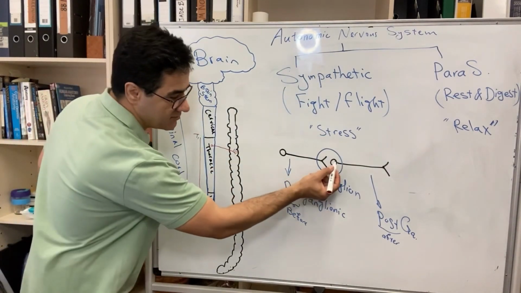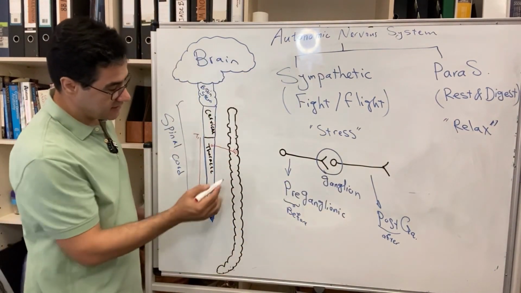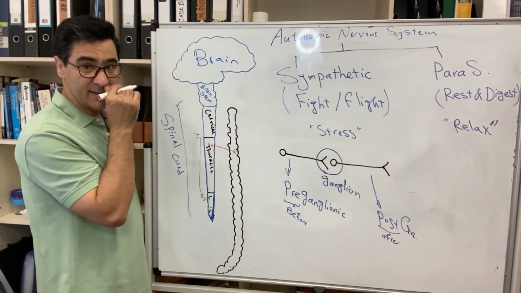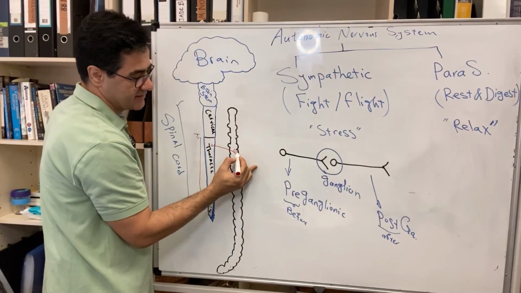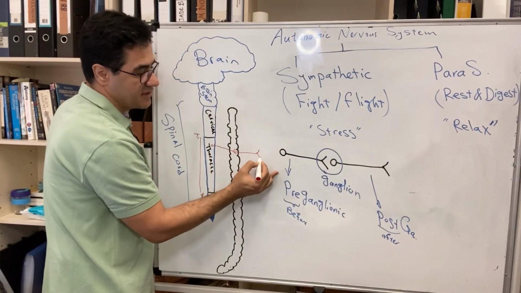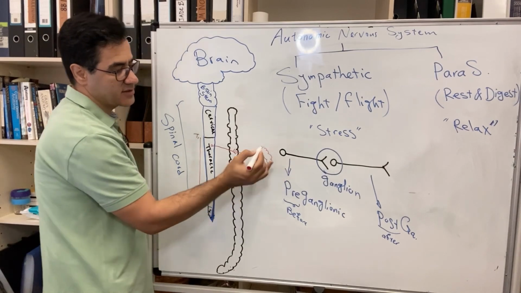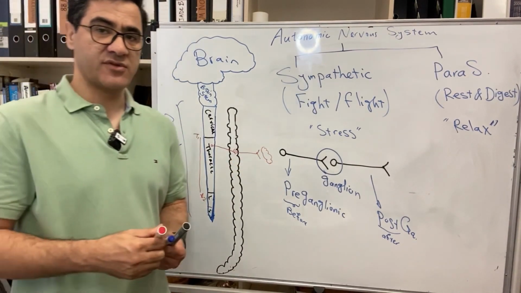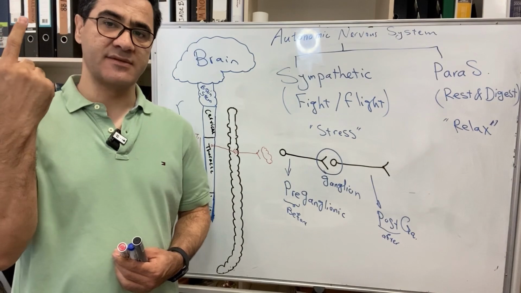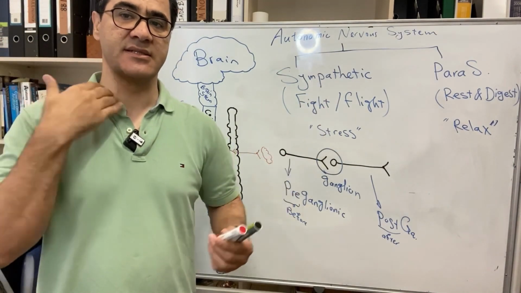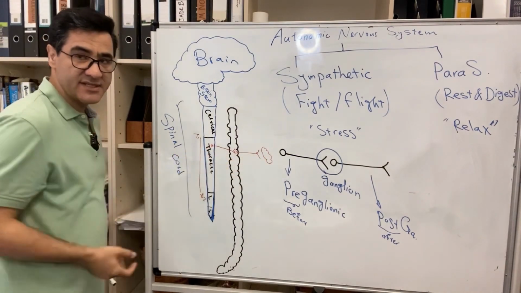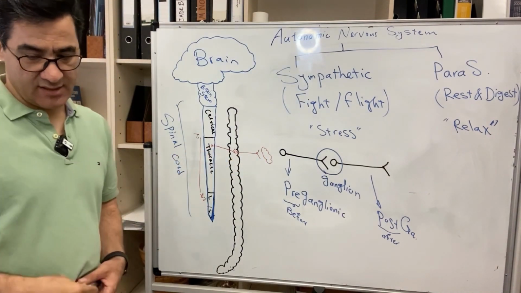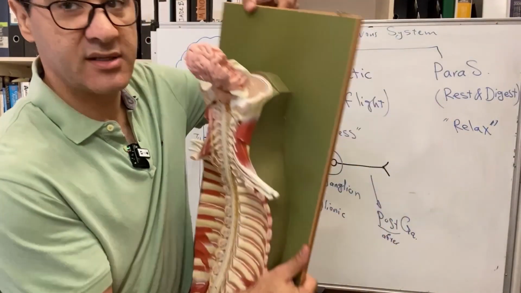So where is the cell body of the postganglionic neuron? It is within the ganglion, the sympathetic ganglion. And the axon exits the sympathetic chain and synapses on the targeted organ. We have lots of targeted organs. We have eyes, vessels, muscles, heart, lung, gut, etc. So this is the first option. I'll show you on the model and then it will be understandable.